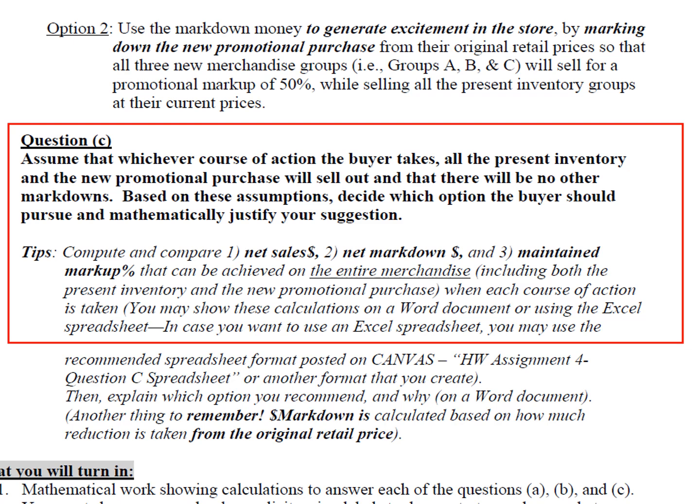Do the calculation and show your work. You can do it in a Word document, stating the net sales for option 1, the net markdown dollars for option 1, the maintained markup percent for option 1, and how you calculated them. Then do the same thing for option 2. You can do it that way, or you can use an Excel spreadsheet to set things up and do the calculation and show me how you calculated them.